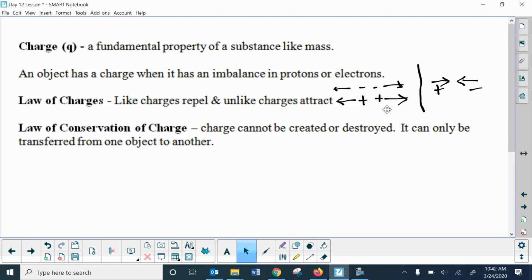I drew up some pictures here to help you remember that. If you had two positive charges, they would repel. Two negative charges, they would repel because they are like. And if you had a positive and a negative charge, they would attract because they are different.